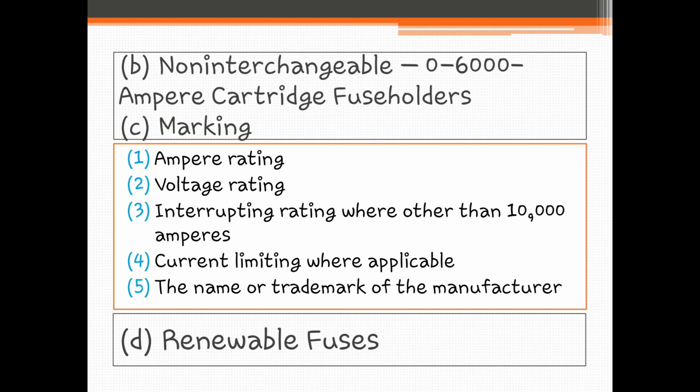Dapat na ang ampere rating, voltage rating, interrupting rating where other than 10,000 amperes, current limiting where applicable, the name or trademark of the manufacturer. So importante jud na naay name or trademark sa manufacturer. Also for us to know na kung unsa ang okay na fuses kay naay mga fake or dili maayo ang brand. So at least makabalo ta kung unsay manufacturers, kung kinsa ang manufacturers.